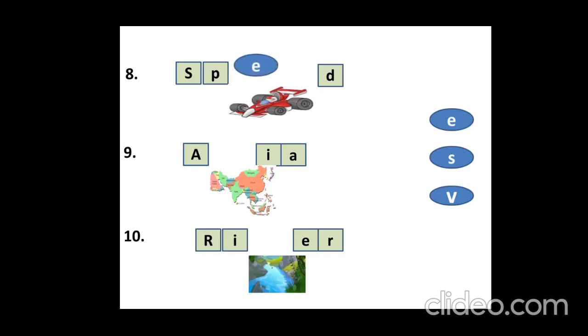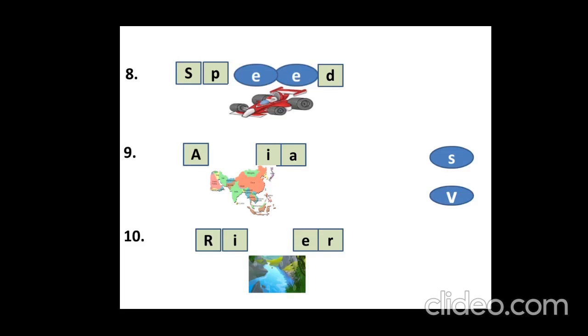Can I try E? Yes, that's correct. One more E. Right. Speed. So a racing car is very fast, right? It has good speed. So speed means something which can move. How fast anything can move is called speed.